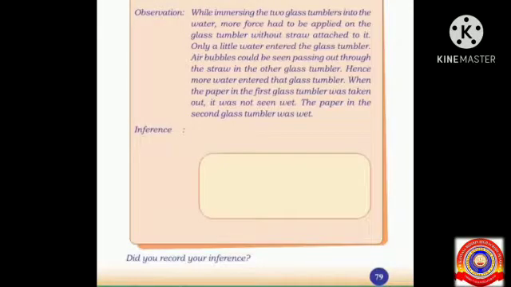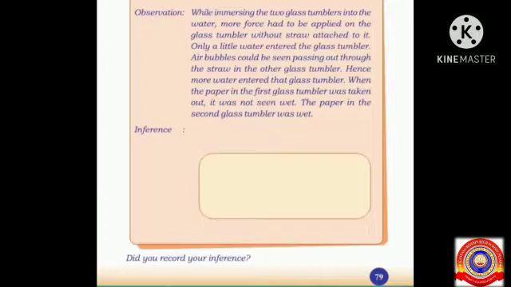The next step is to write down the observation. That is to record the findings that we observe while doing the experiment. The last step is to record the inference. Inference means the idea that we get after doing the experiment. So, this is the way to write the report of an experiment.